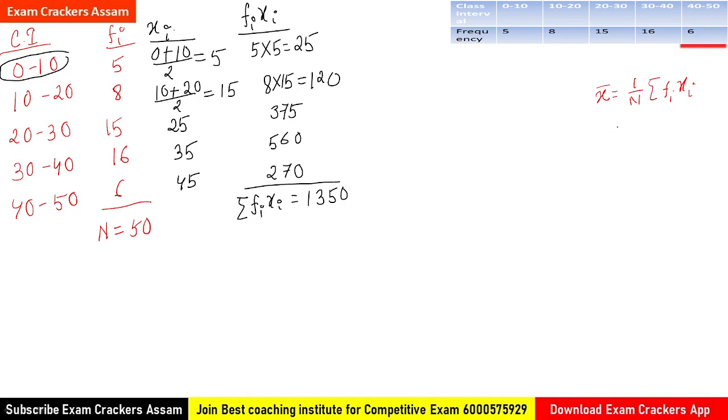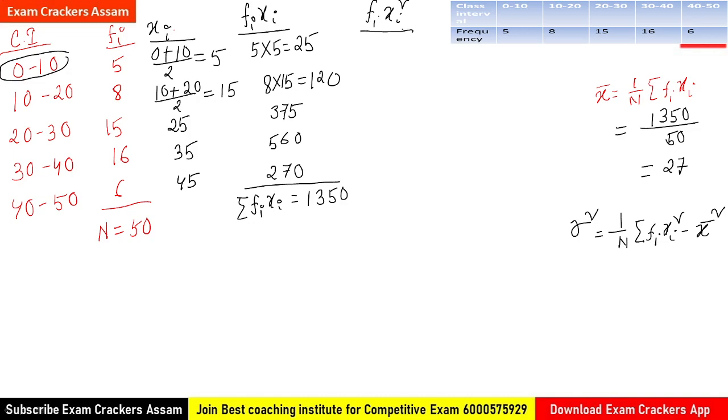So now you can calculate your x bar, that is summation fi xi 1350 divided by capital N, which is 50. So your x bar is 27. Okay. So after calculating x bar, what is the working formula for variance? We just discussed recently: 1 over n summation fi xi square minus x bar square. Okay. So for this we need fi xi square. So our next column will be fi xi square.